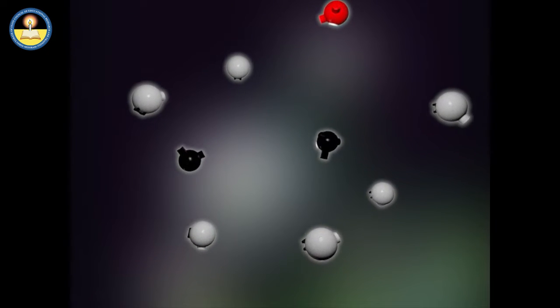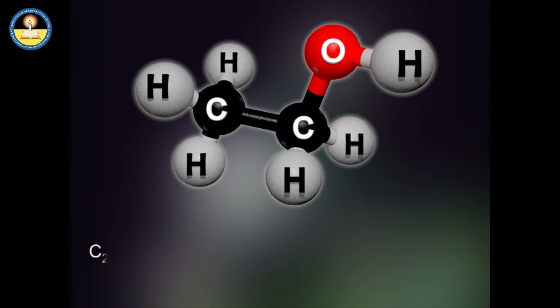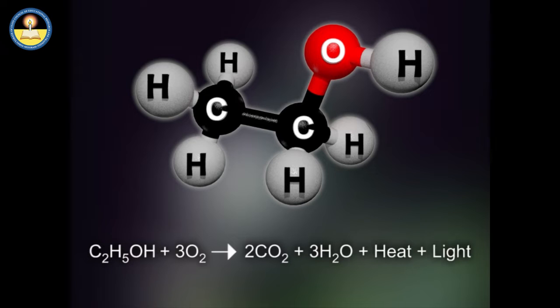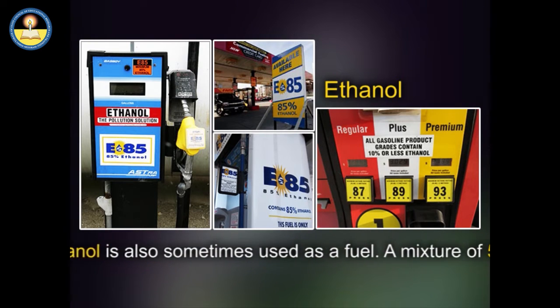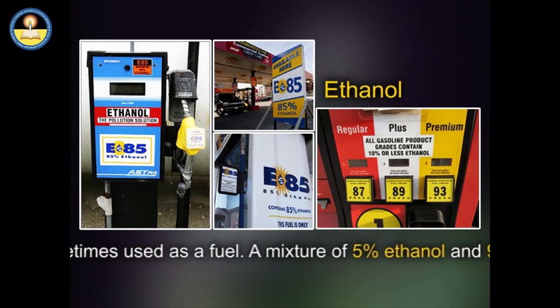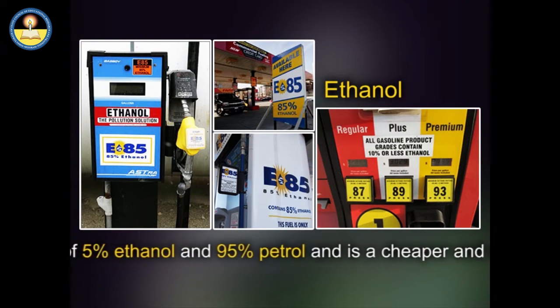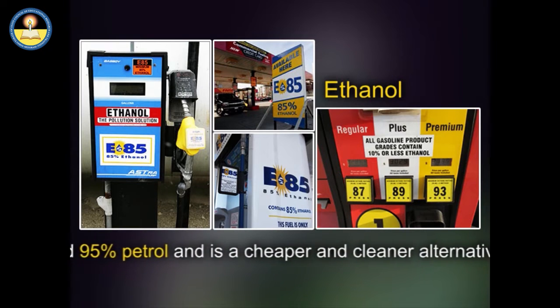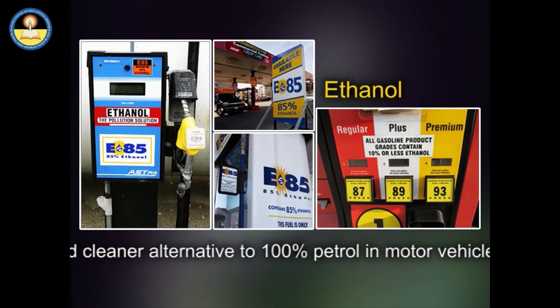Carbon, hydrogen and oxygen containing compounds like ethanol, that is C2H5OH, also burn in air to produce carbon dioxide, water, heat and light. Ethanol is sometimes used as a fuel. It is a mixture of 5% ethanol and 95% petrol. It is a cheaper and cleaner alternative to 100% petrol in motor vehicle.